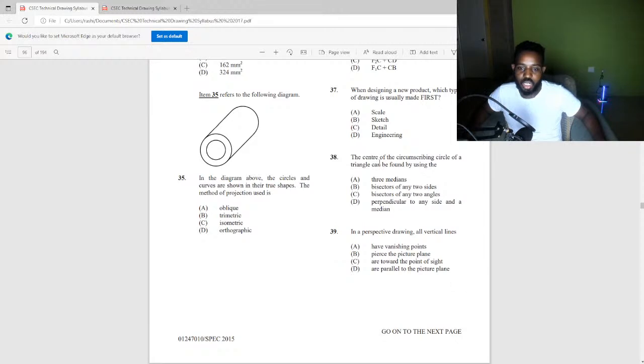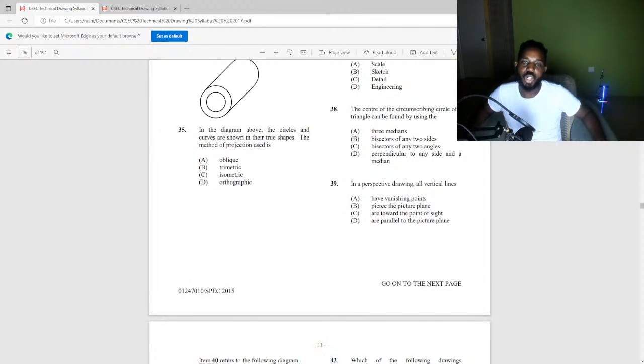Now, for number 38, it says the center of the circumscribing circle of a triangle can be found by using the what? And I mentioned this earlier for the one about the inscribed circle. Inscribed means that you have a triangle and you're drawing a circle that fits inside the triangle. It doesn't go outside and it touches all three sides. For the circumscribed, it's outside, it encompasses the triangle, and it touches all three corners. So for that, what you would need to do is to bisect any two sides. So it says the bisector of any two sides. Yeah, so that's 38.